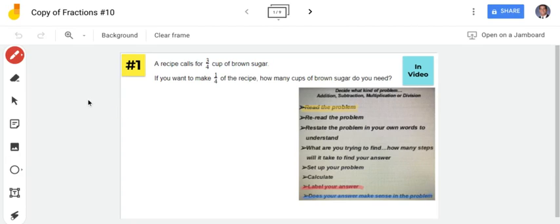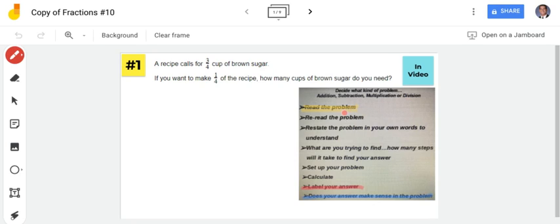Okay, I am here in fractions number 10 Jamboard. We're going to look at solving some word problems involving fractions. So when you have word problems, decide first what kind of problem it is. Is this addition, subtraction, multiplication, or division?